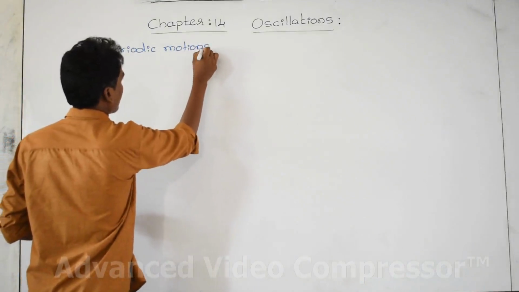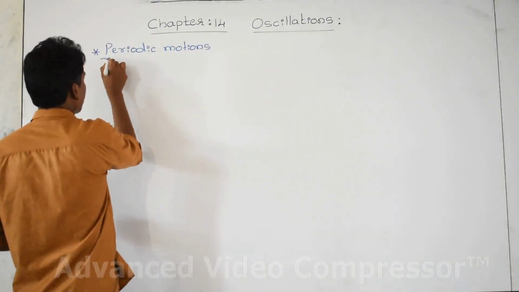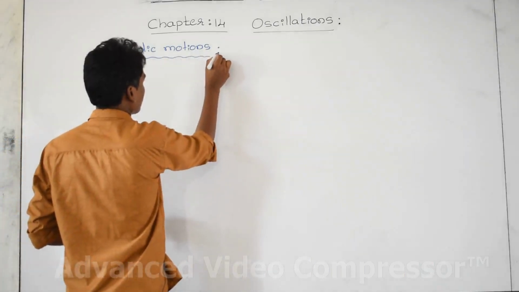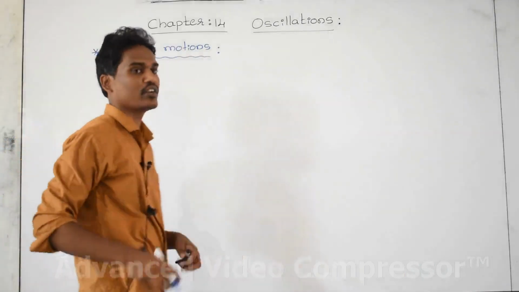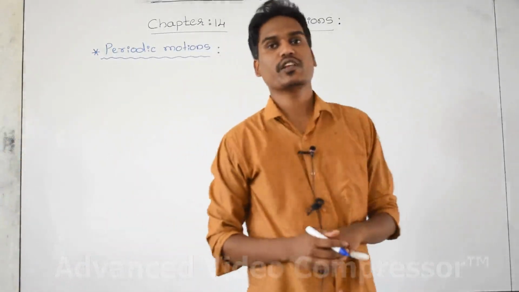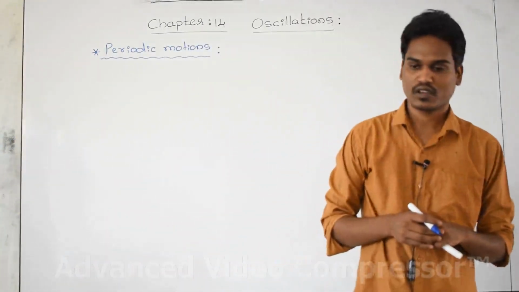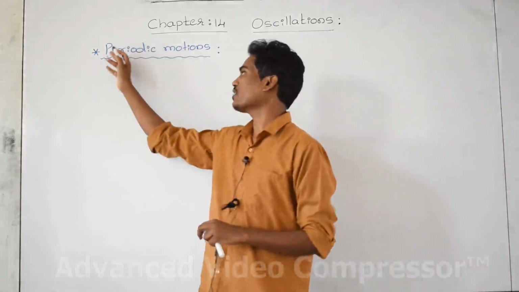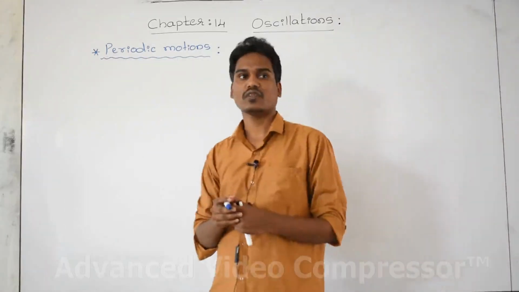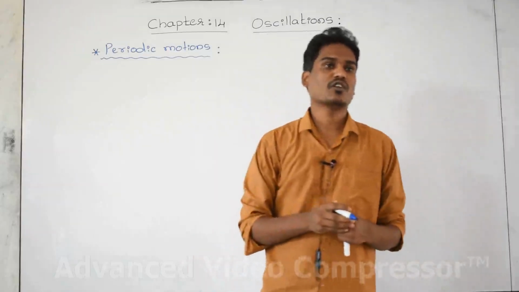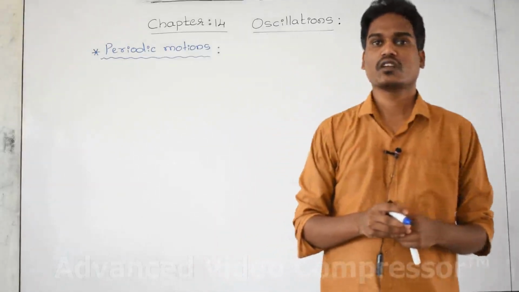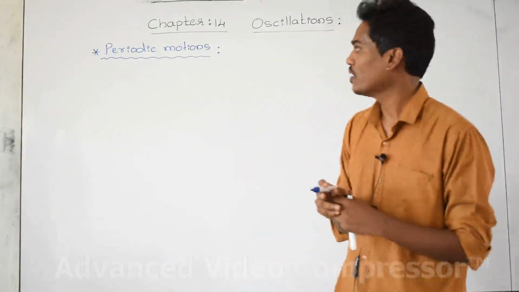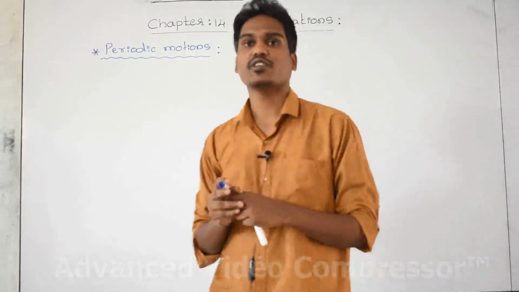Before going into detail about oscillatory motion, first you need to know the meaning of periodic motions. Periodic, in the sense that with respect to time, the motion of the object should maintain a constant time period. First, let us see the definition of periodic motion.